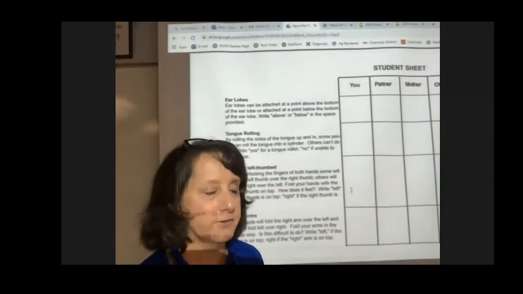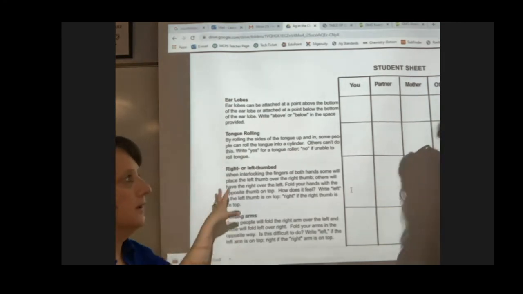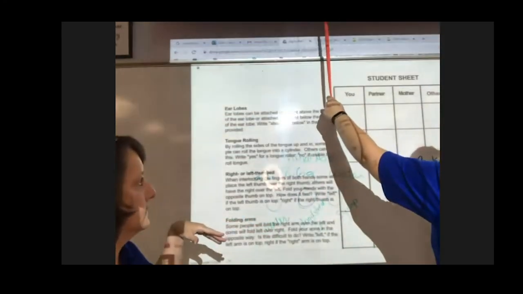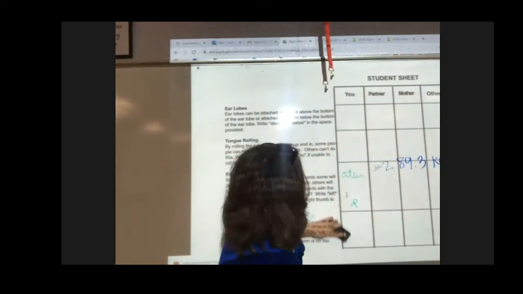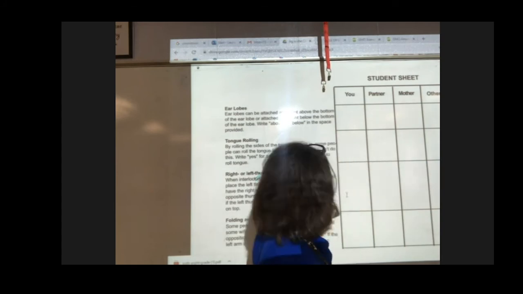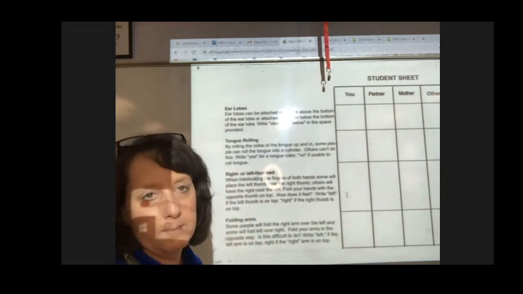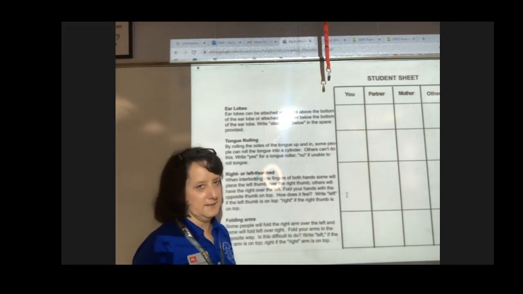When I started teaching in 1992, I would do something like this and wouldn't think twice about it. If I did this lab and didn't think anything about it, I would say, go home, ask your mama if she can do this, ask your daddy if they can do that, write it down, come let me know. Nowadays, it's not as easy as all that.